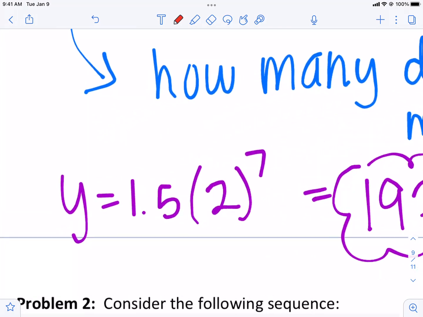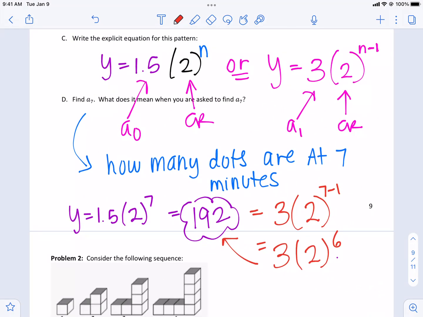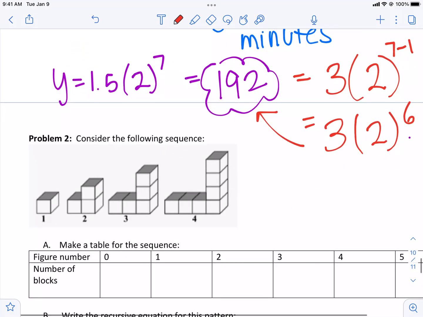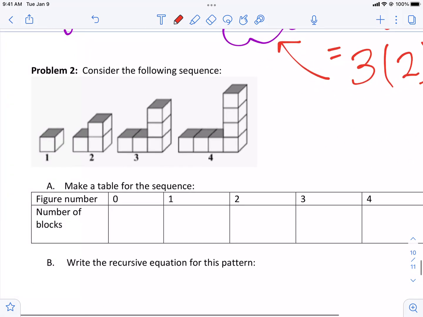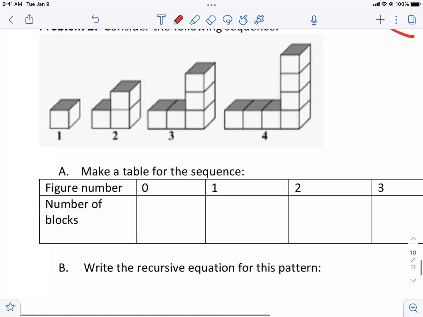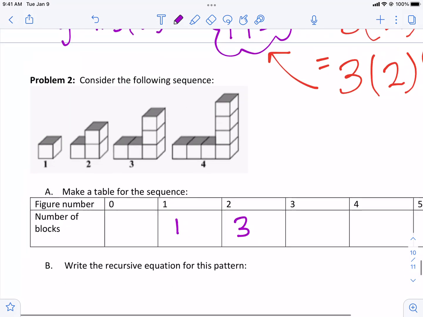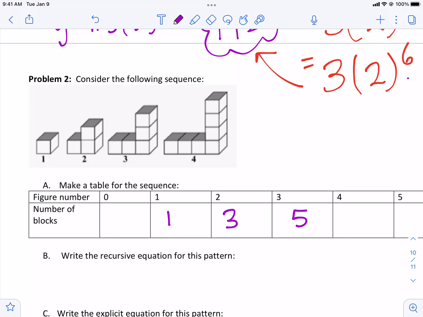If you start at the 0 term, it's just n, or if you start at the first term, it'll be n minus 1. Okay, let's take a look at the next sequence. Again, it asks for the 0 term, but this one's starting at the first term. So there's one box, or one cube, in the first figure, 3 in the second figure, 5, and then 7.